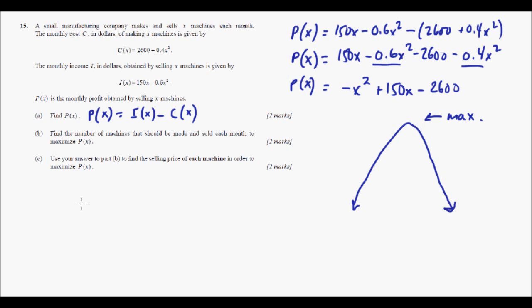So find the number of machines that should be made and sold each month to maximize P. Okay, so we need to find this point right here. We actually need to find the x-coordinate of this point. Now, there's a very easy formula to find the x-coordinate of the vertex. I'm going to show you 2 ways to do this.